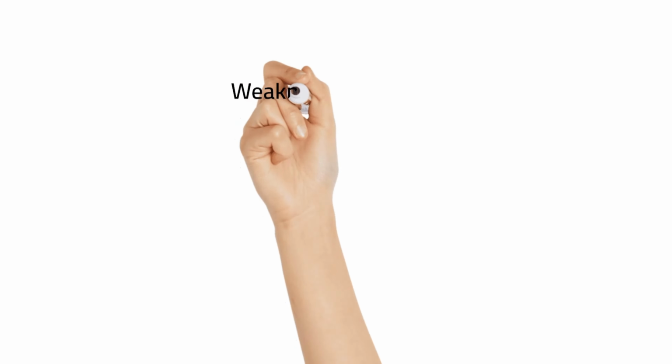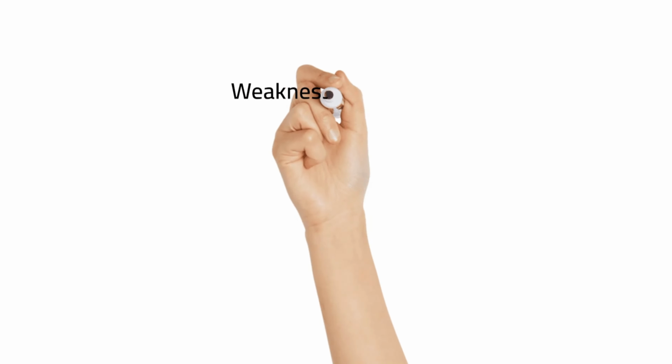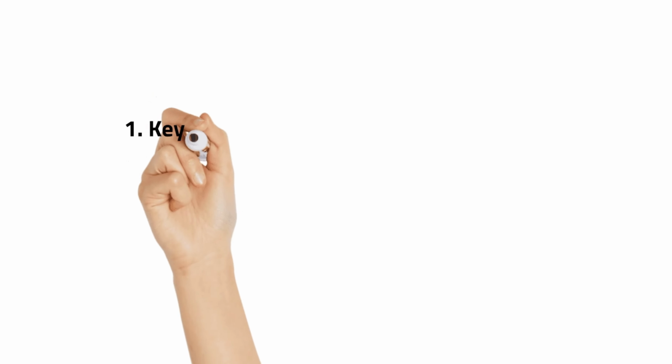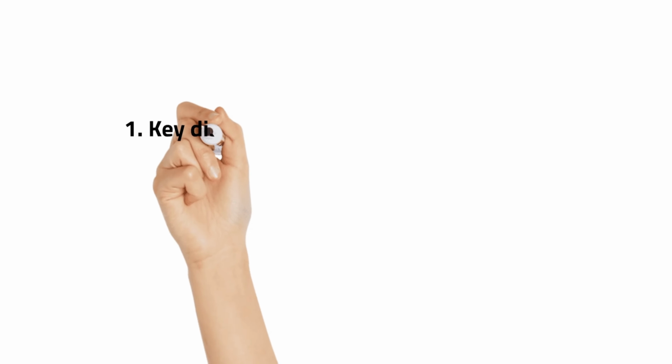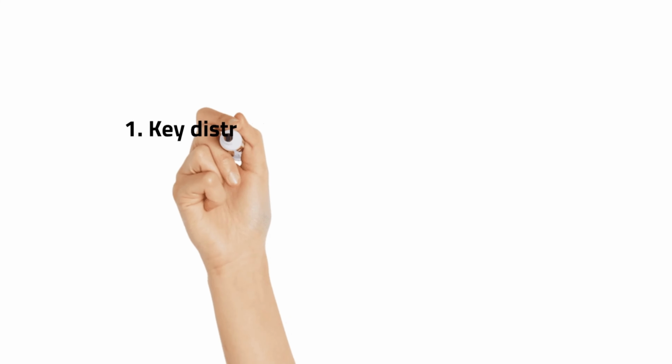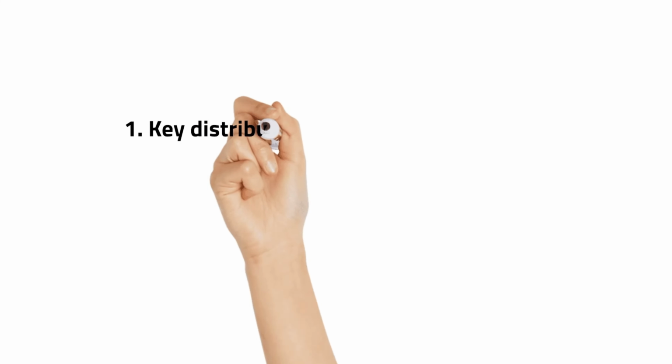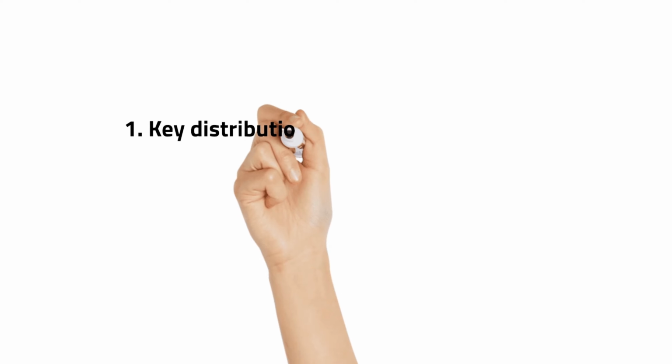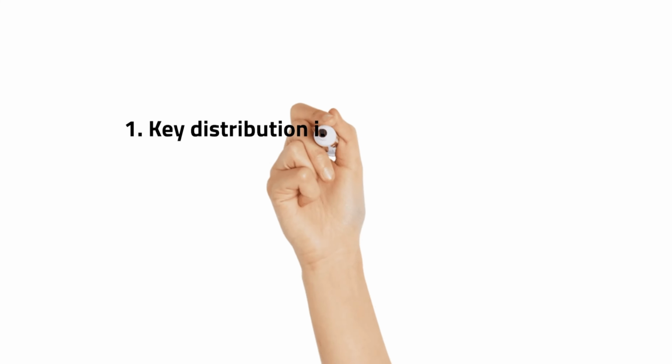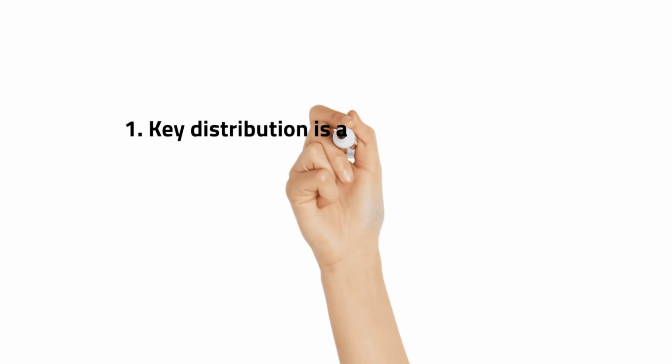Symmetric key cryptography has several weaknesses. Let's see one by one. In this algorithm, key distribution is a major problem. Parties must have a secure method of exchanging the secret key before establishing communication with a symmetric key protocol.